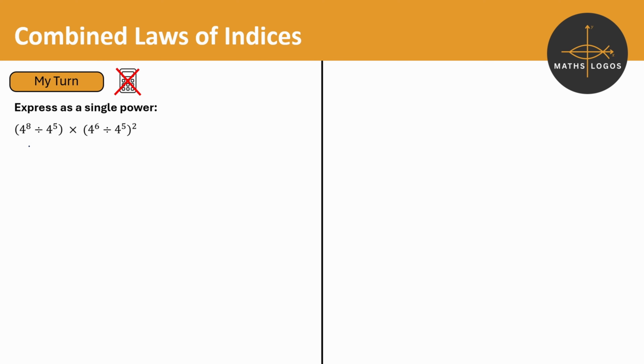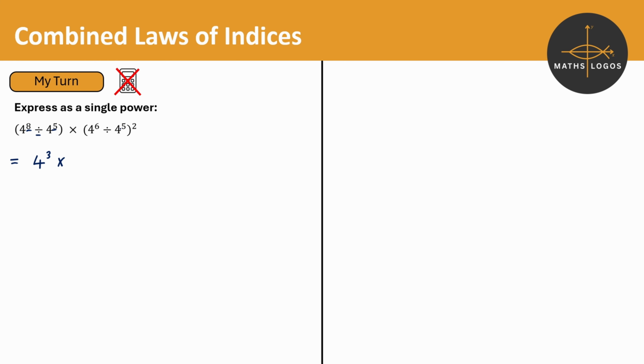For our next example, a little bit trickier this time, we've got some brackets. We need to do what's inside these brackets first. So let's tidy up what's inside the brackets first. 4 to the power of 8 divided by 4 to the power of 5. Well, I subtract my indices because I'm dividing to give me 4 to the power of 3. Then let's tidy up our second bracket.